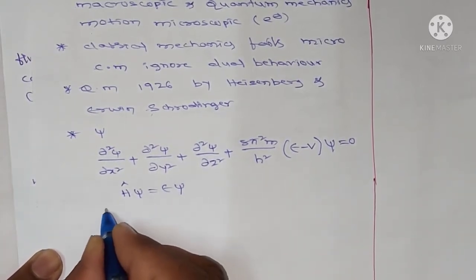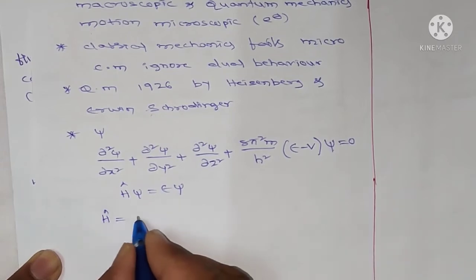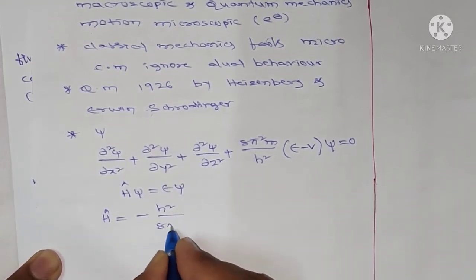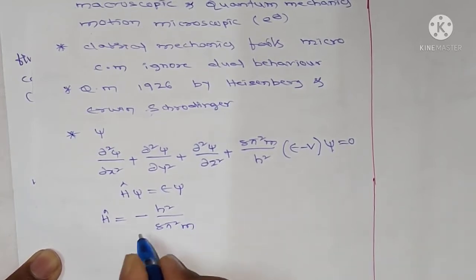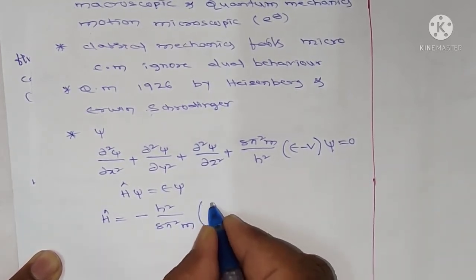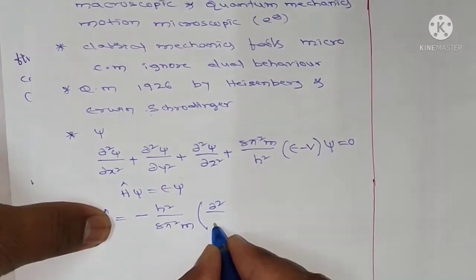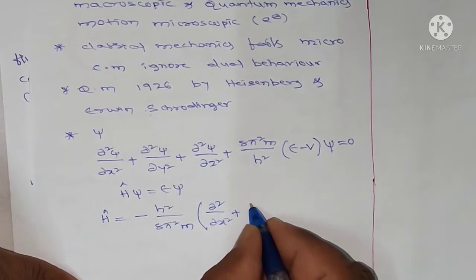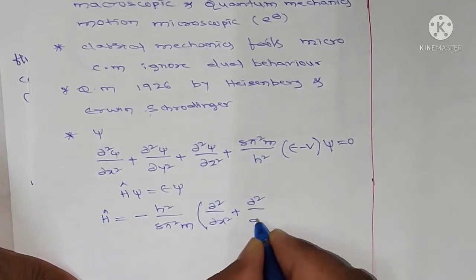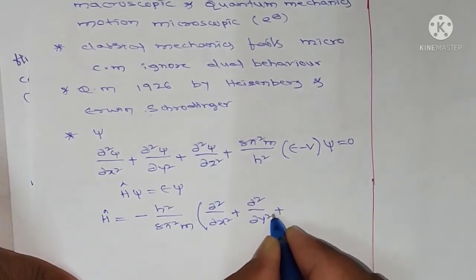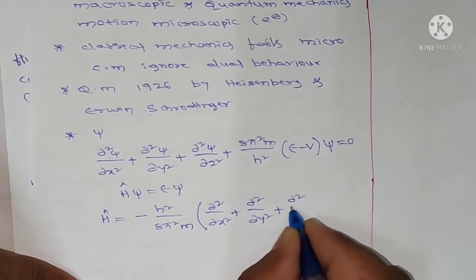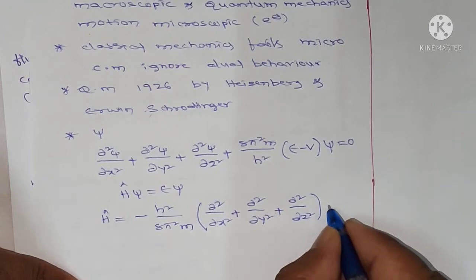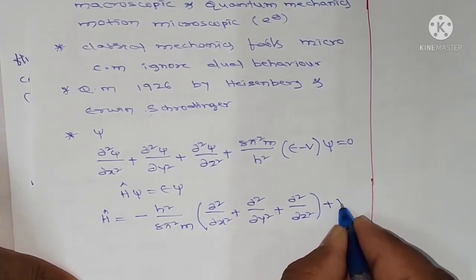So here h cap is equal to minus h square by 8 pi square m into dou square by dou x square plus dou square by dou y square plus dou square by dou z square plus V.